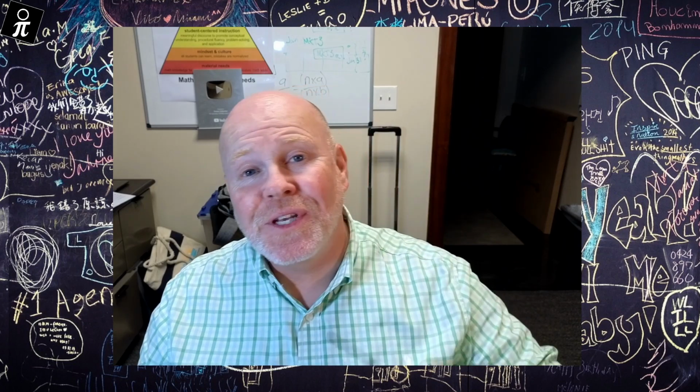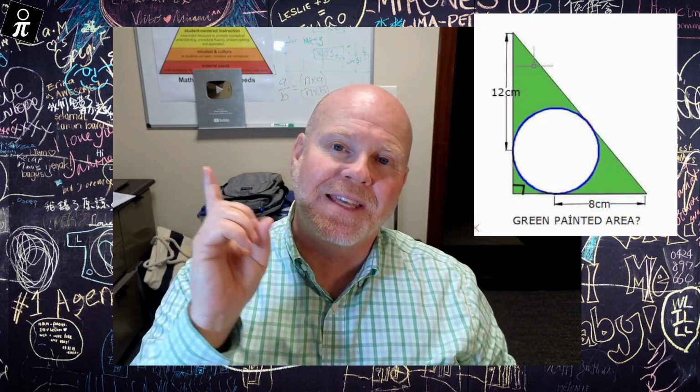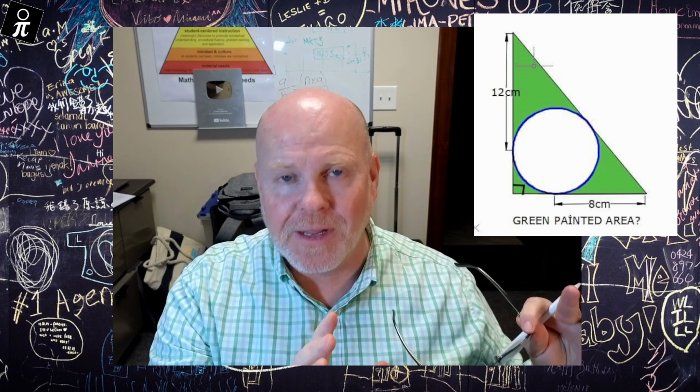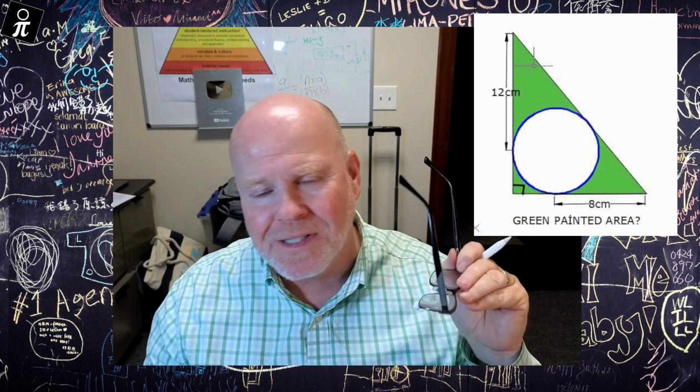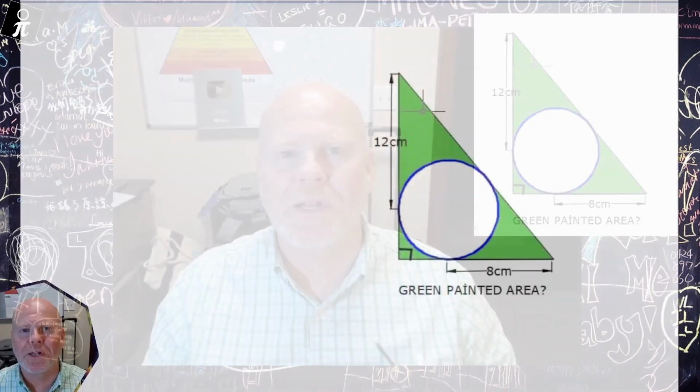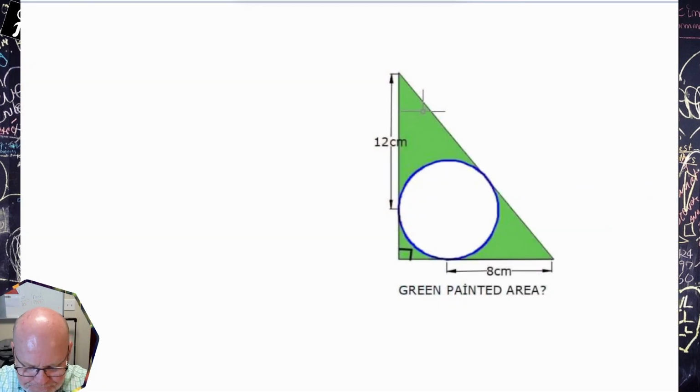All right, in this video, we are going to find the area of the green part of this figure. We've got a circle nestled inside of a right triangle. So let's just get started on this. One of the things you're going to have to know on this one is that the tangents are equal.